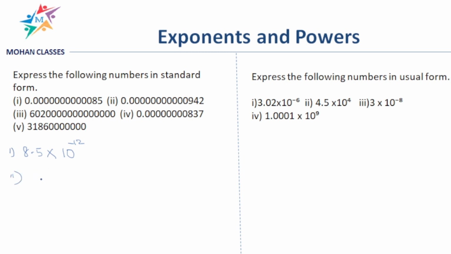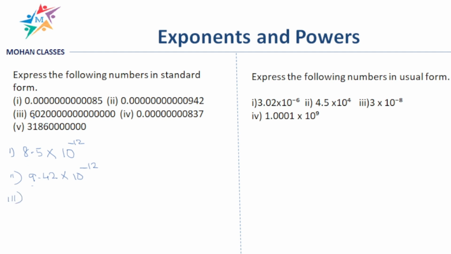What about the second one? Here 9.42 we have to write, only one unit place. Then 10 to the power of 1, 2, 3, 4, 5, 6, 7, 8, 9, 10, 11, 12. Here also we are getting 12. What about the third one?